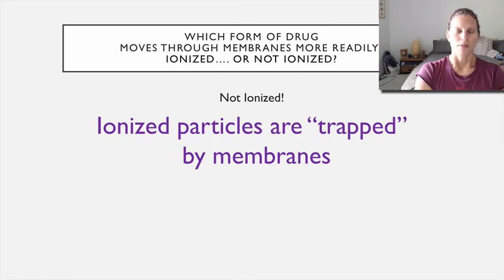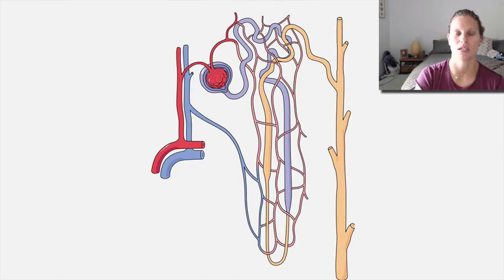So I think we've covered this, but the question asks, which form of a drug moves through membranes more readily, ionized or not ionized? Hopefully you don't have to think much about that. Said in a different way, which form of a drug is more likely to move across a membrane? It's going to be the non-ionized form. Non-ionized forms are transportable. Ionized particles are trapped by the membranes. They're repelled by the cell membranes.